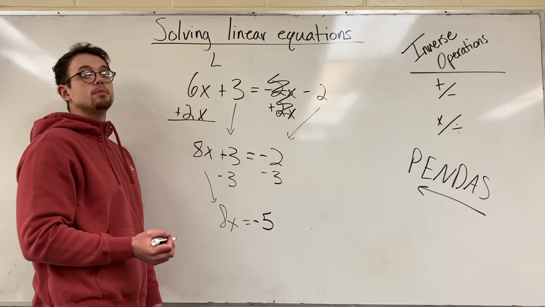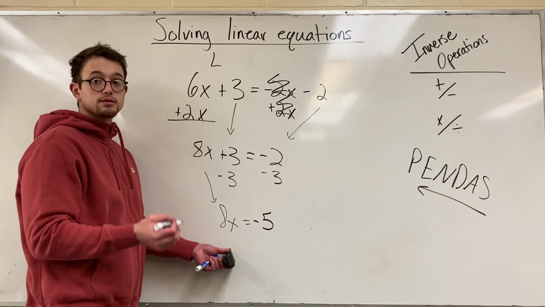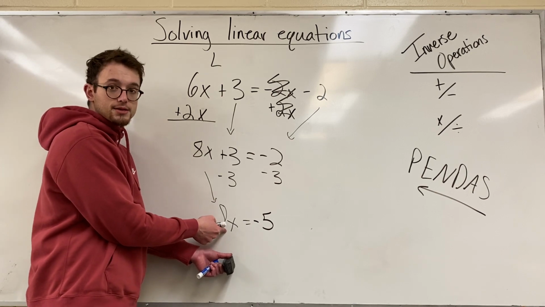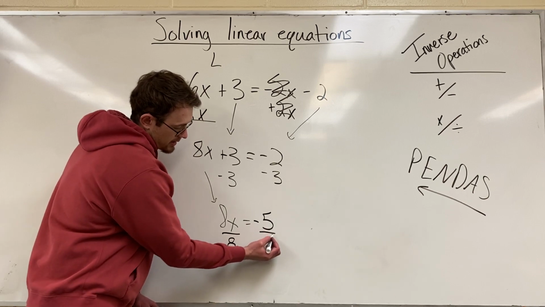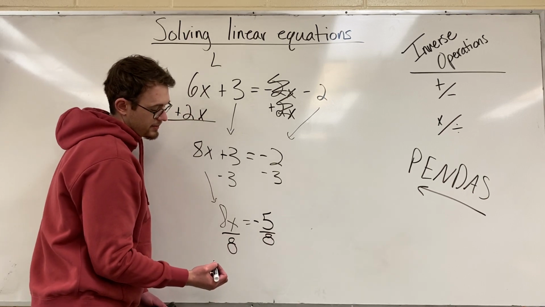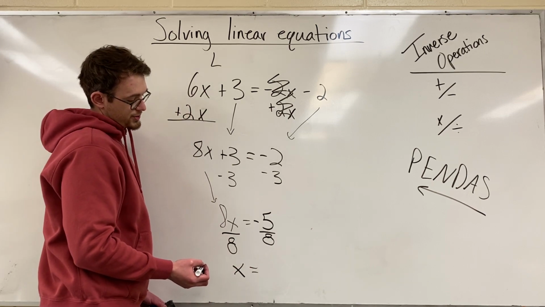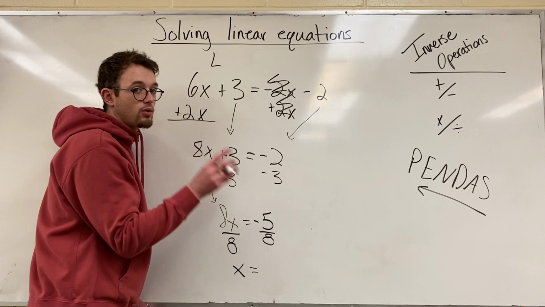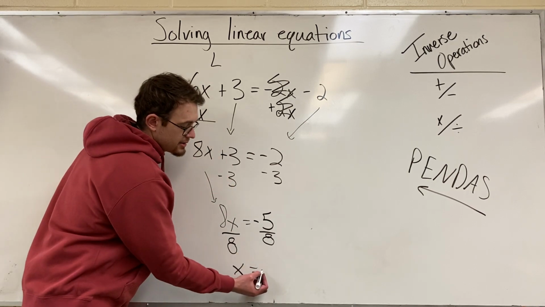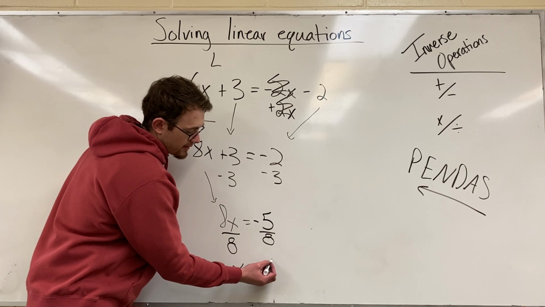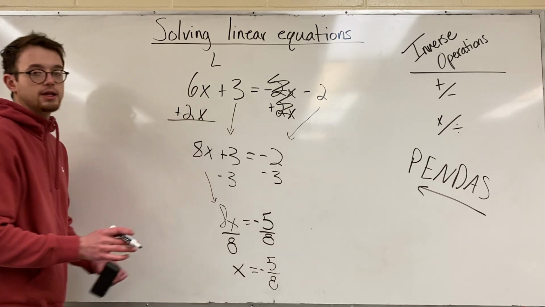Now this one's not going to come out super pretty, but I'm down to my last step finally, and that is division. Because this is multiplication, and I'm going to cancel it out by dividing. And I'm going to have x equals, I can't simplify this. I don't want my students to simplify this. I also don't want it as a decimal. Don't use your calculator. Just leave it as negative 5 over 8. Just leave it like that. Leave it as a fraction.